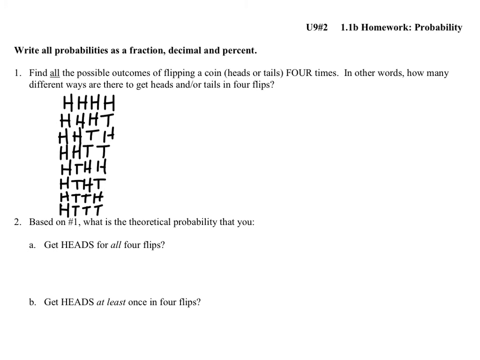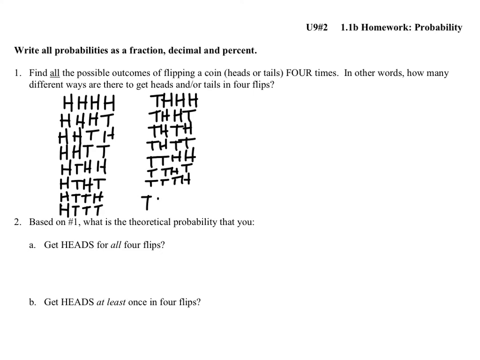So this gets us halfway there because I've got heads on the first one for each. And that's all the possibilities we have for heads on the first one. The next up is to get tails on the first one. And then the final one is tails, tails, tails, tails. 16 possible outcomes. In other words, how many different ways are there? Bam, we got it. 16.